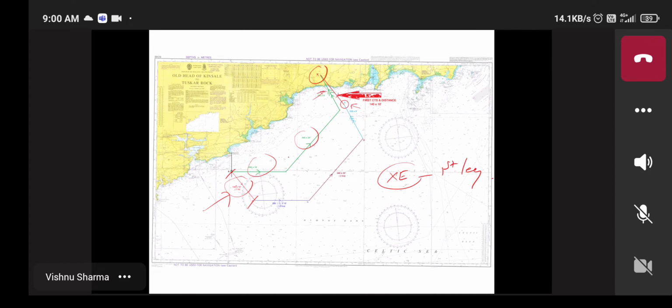Again, this is not the actual track of the ship. I hope you understand what I'm saying. The actual track would be the same as earlier. जो हमने पहले draw की थी, actual track वही होगा. Because the actual track, first leg you would have done this one. यहाँ पर current लगेगा. This will be the CMG, the blue one, let me mark with blue.